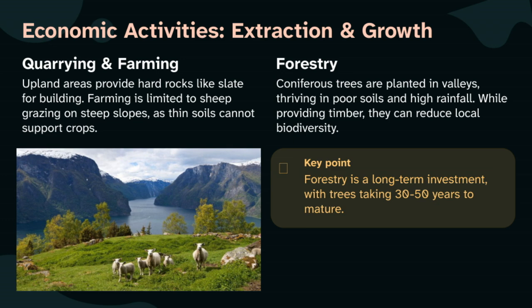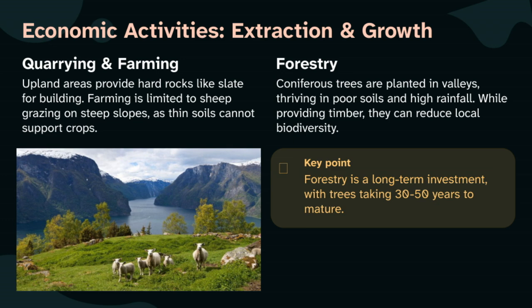The third activity is forestry. Coniferous trees are often planted in upland valleys because they can grow in poorer soils and wet conditions. Forestry provides timber and jobs, and trees can also help absorb carbon dioxide. However, large plantations of the same tree species can reduce biodiversity. They may also change soil conditions and affect water quality. So again, there is a balance. These industries provide resources and employment, but they can also damage fragile environments.